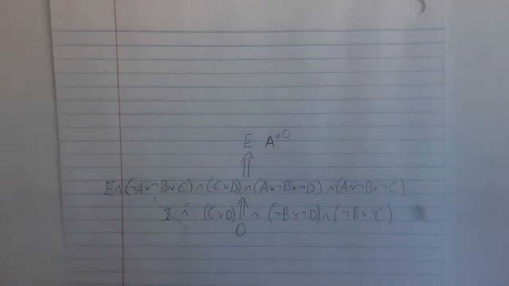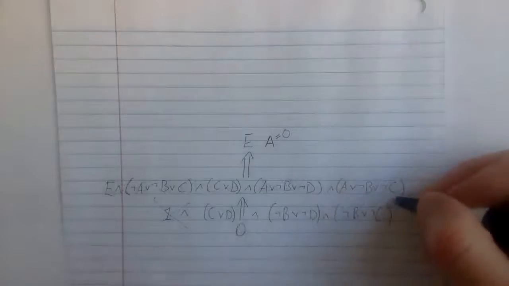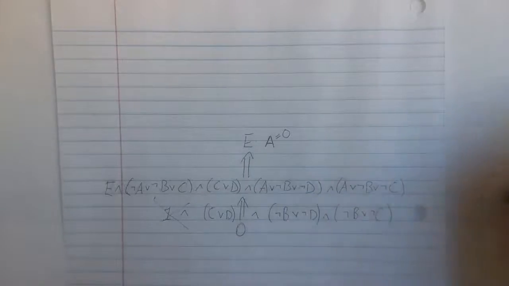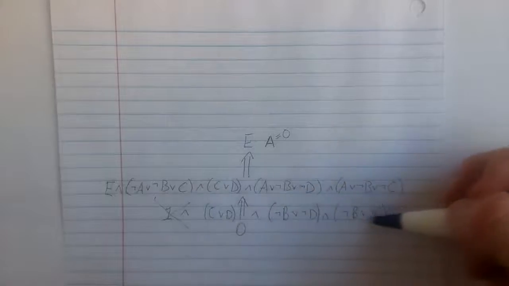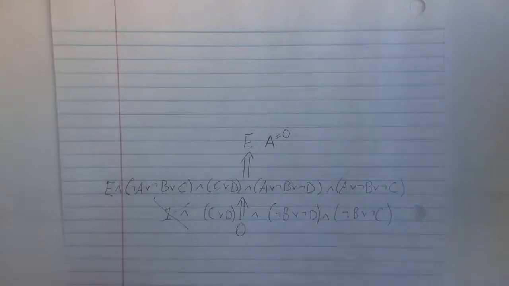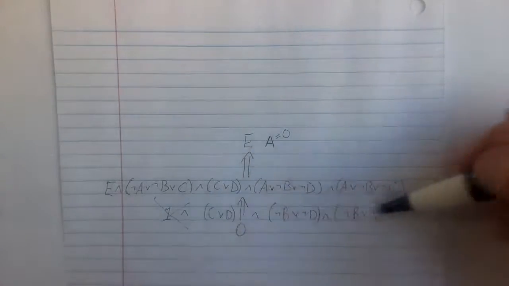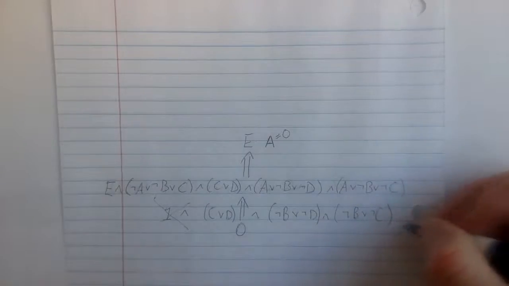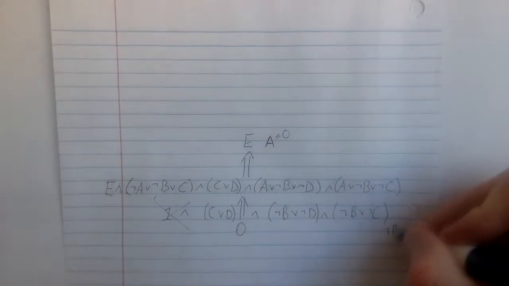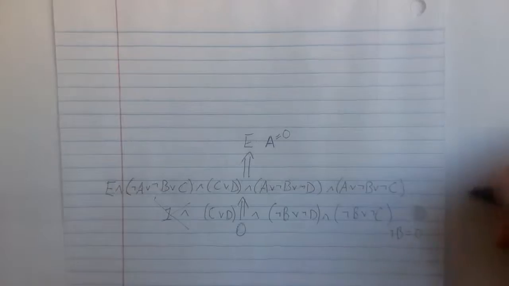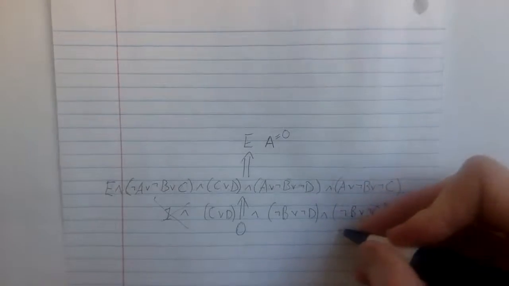So what I've done is I've set A to be 0, but now let's just keep on going with this expression here. What else could be 0 at minimum to make this whole thing 0? Let's try not B. If not B is equal to 0, then what happens is this term becomes not C.